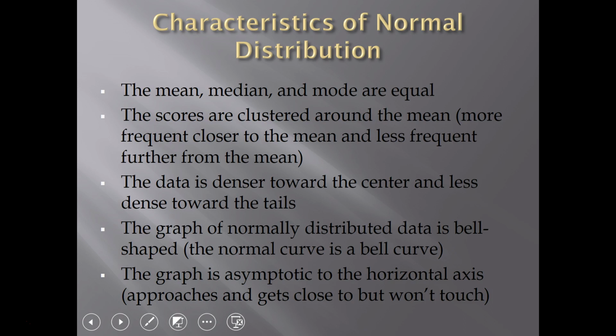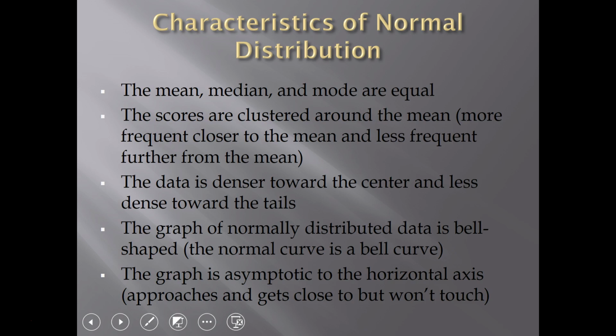All right, now the data is denser toward the center and less dense toward the tails. So this kind of says the same thing as the characteristic above, only above I used it in terms of describing how much of the data you'd see. When I say the data is denser toward the center and less dense toward the tails, I mean what it looks like when it's graphed. When it's graphed, you're going to see the graph is very tall toward the center. There's a lot of data in there, and then it tapers off toward the tails. It gets shorter and shorter and shorter until eventually it gets negligible, near zero.